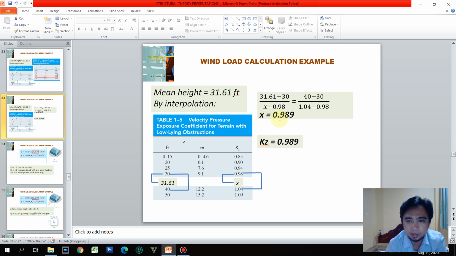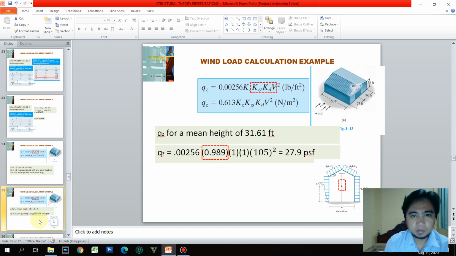Solving for x is 0.989, or the corresponding KZ for 31.61 is equivalent to 0.989. Okay, so we have derived that. So we're going to get the other factors.